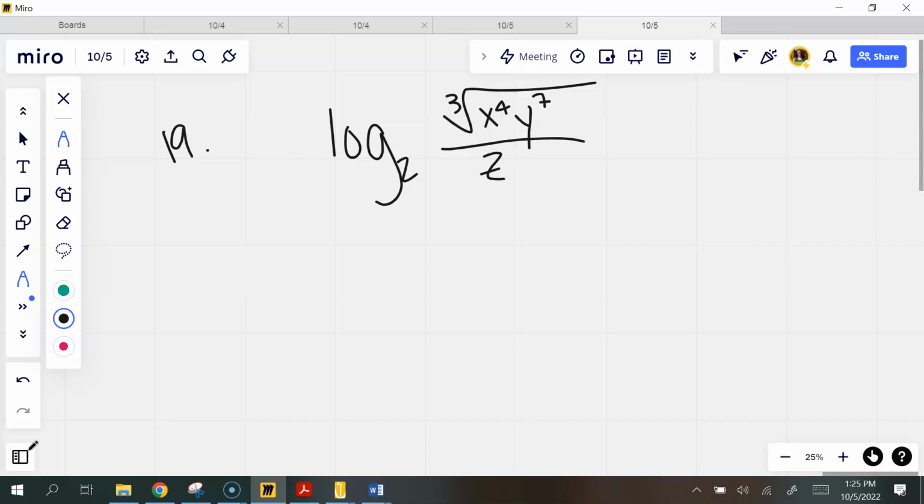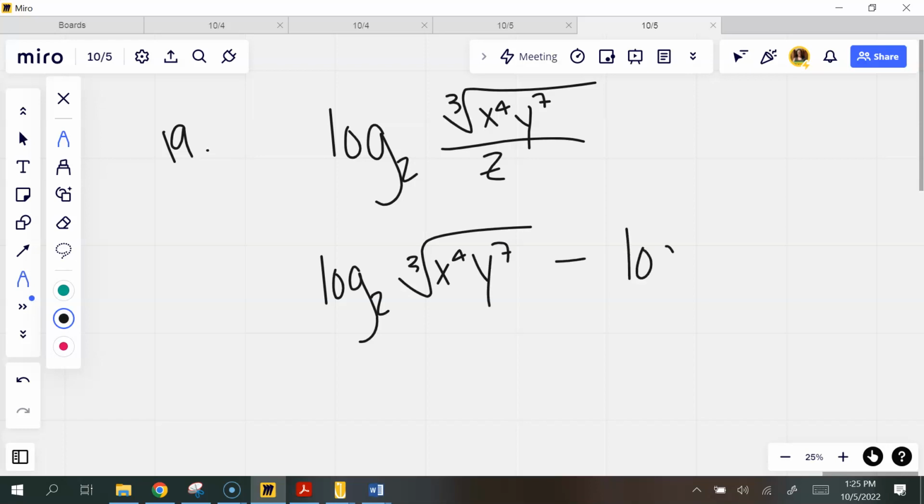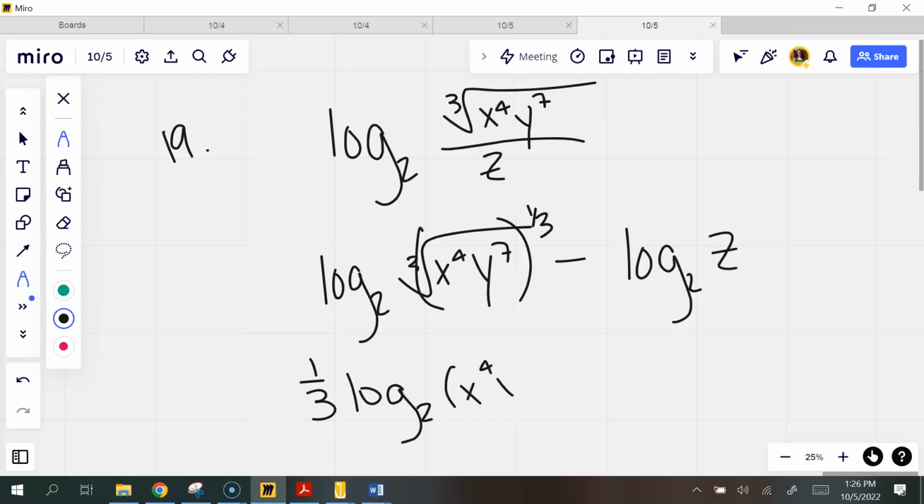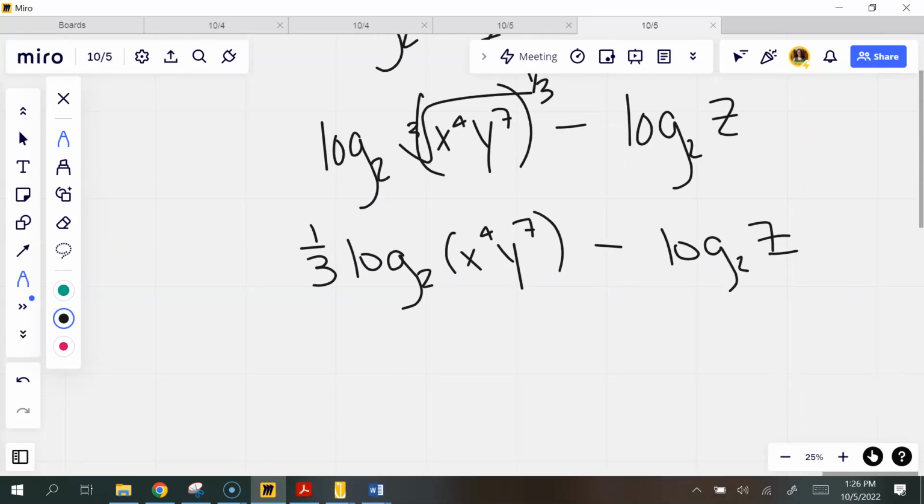I'm going to split the fraction up first. Log base 2 of the cubed root of x to the 4th y to the 7th minus log base 2 of z. I'm going to change the third root to 1/3. The root is a fraction. Minus log base 2 of z. Same scenario as before. Split it.